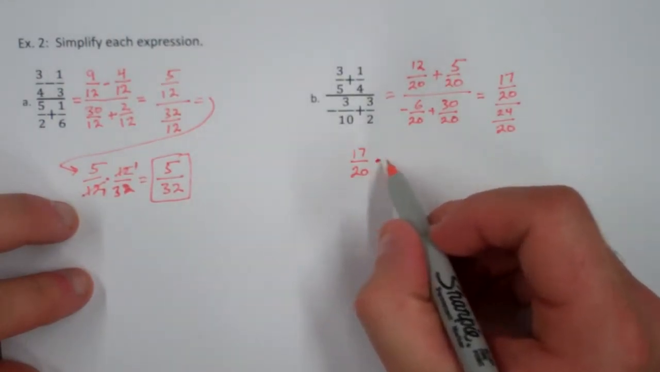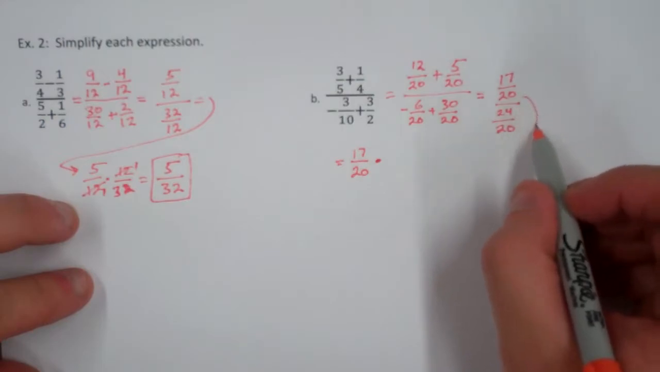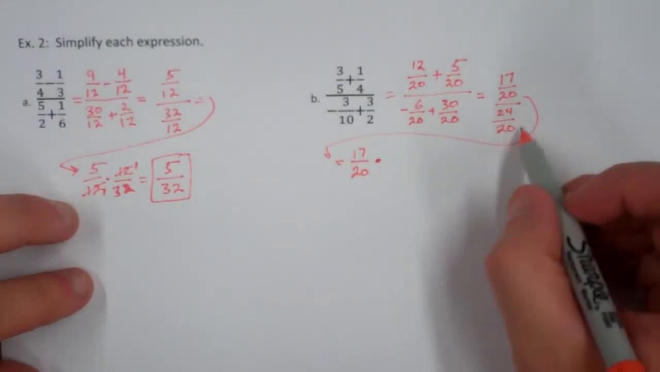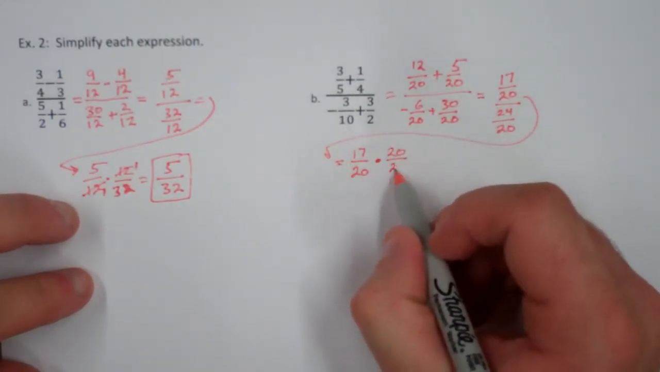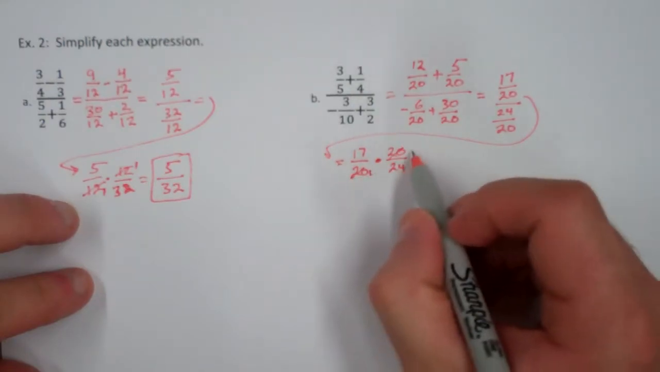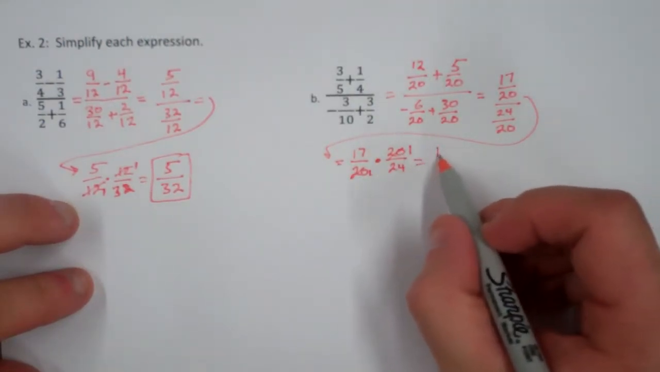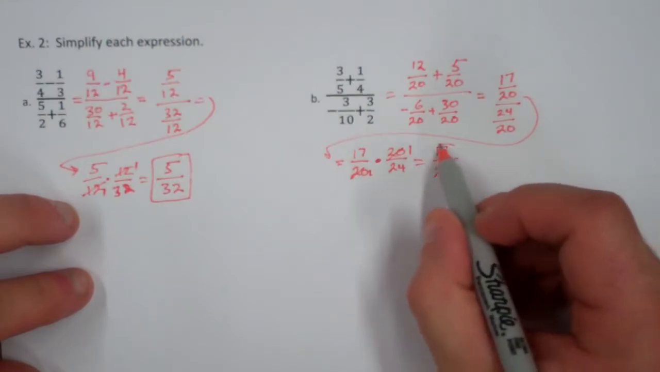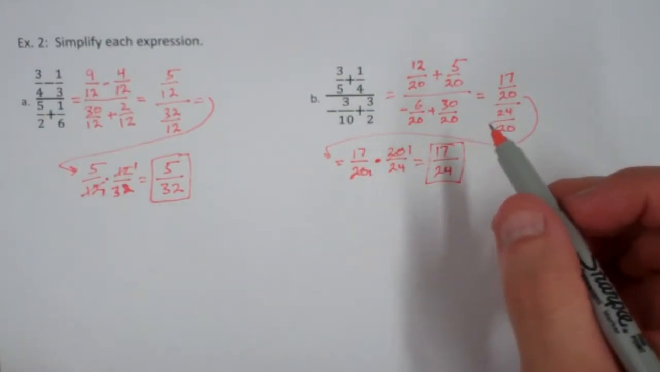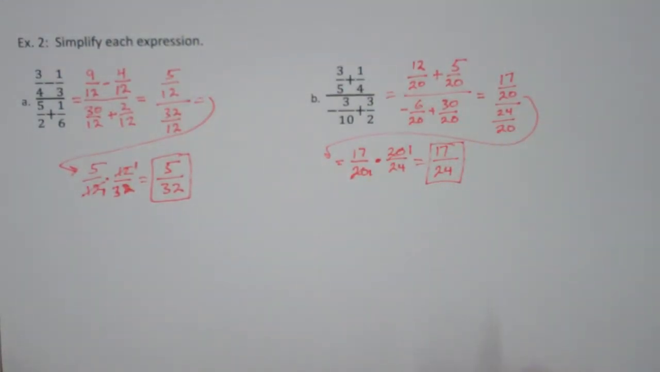Now we're going to multiply this, and this part is going to come down here, by the reciprocal of the denominator. The 20s are gone. That's just 1 over 1, so we've got 17 over 24. That is our final solution for B.